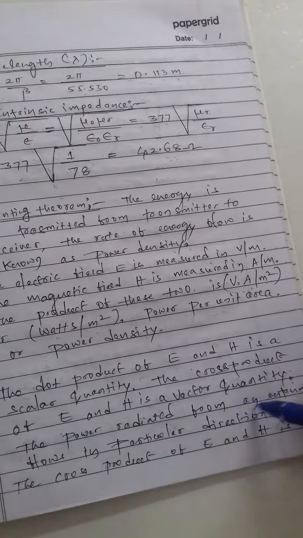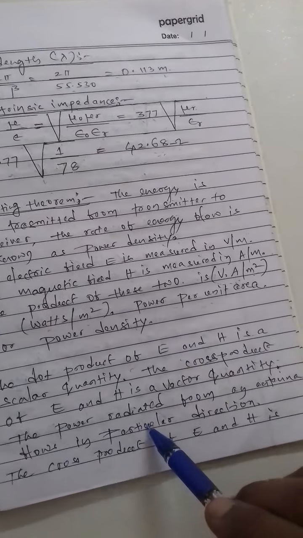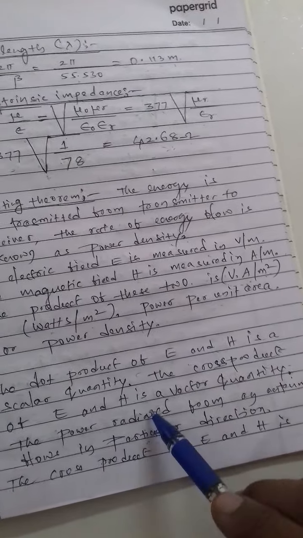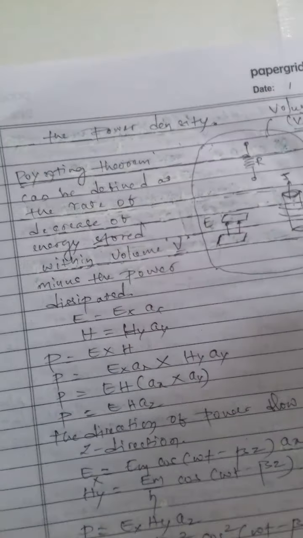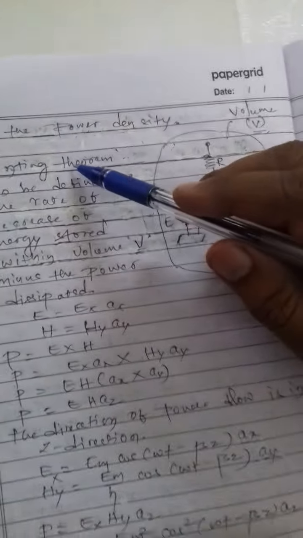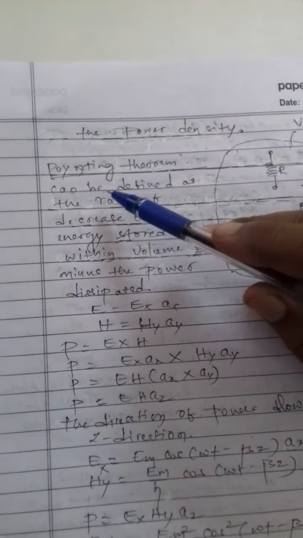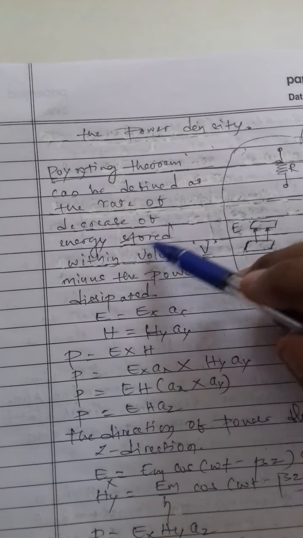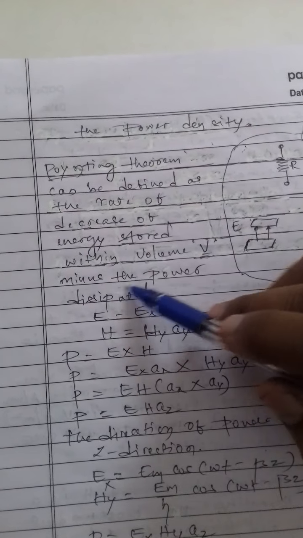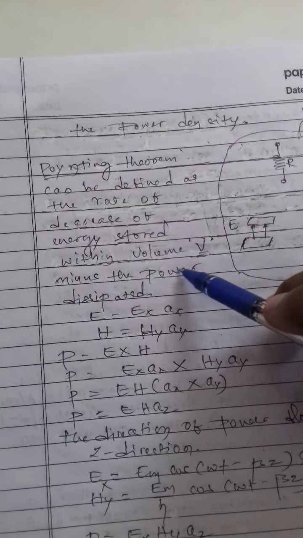The power radiated from an antenna flows in a particular direction. The cross product of E and H is the power density. The Poynting theorem can be defined as the rate of decrease of energy stored within the volume V minus the power dissipated.